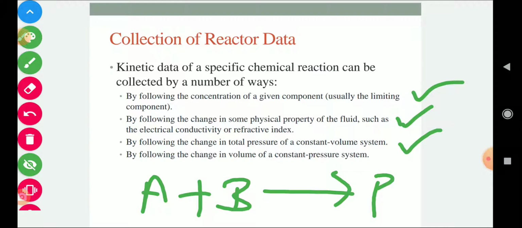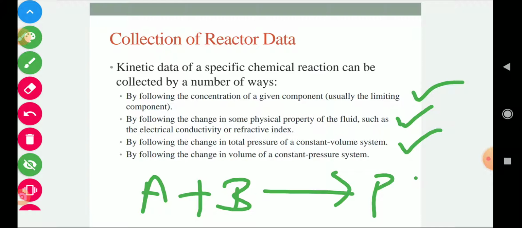It means that when the reaction proceeds, the total number of moles changes. If you have a constant volume system, then the pressure of the system will change. On the other hand, if pressure is constant, then the volume will change with respect to time.